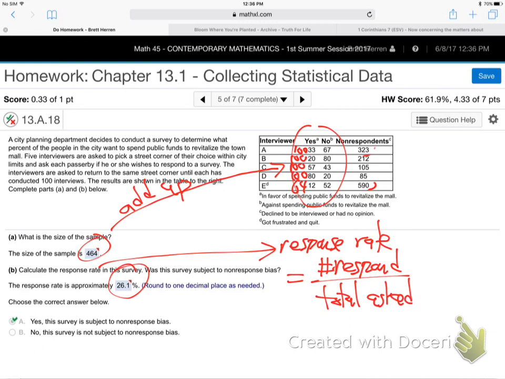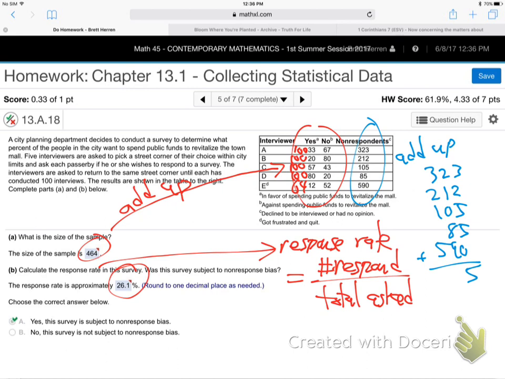So how do we figure that out? How many actually gave an answer? What percentage gave an answer versus, you know, how many were asked? Well, there was a whole bunch of non-respondents, right, over here. Yeah, just add them all up. So add these up, and I don't know what you're going to get there. Oh, boy, I don't want to add. All right, I'll add them up. 323, 212, 105, 85. Somebody, if you got a total, let me know.